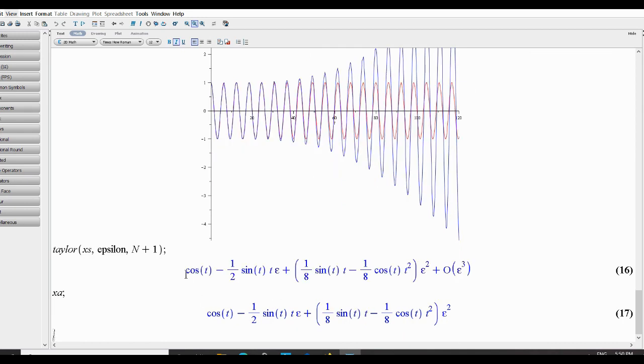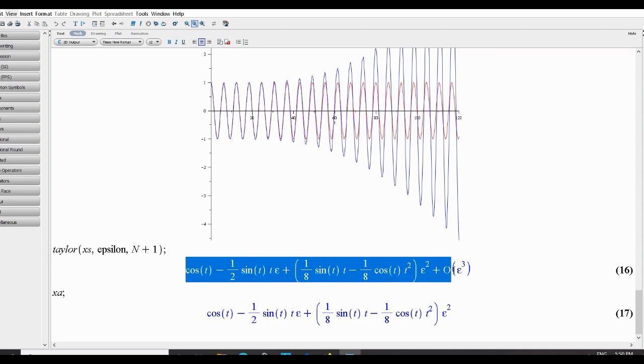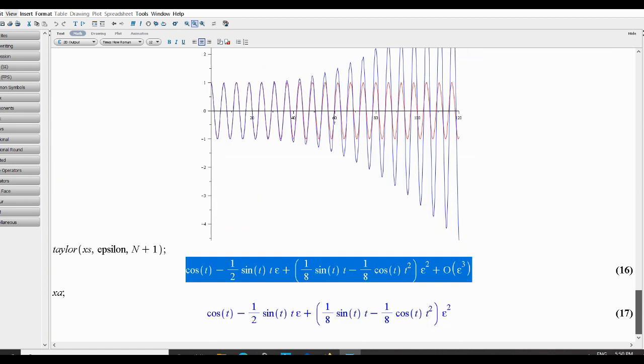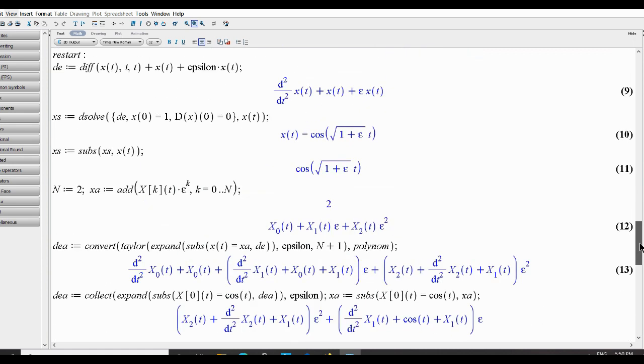Okay, and then let us look at XA, and I hope you will agree that these are the same. You see, cosine of t minus half sine t times t, and the same here, and then plus 1/8. This is just the same as that. This is just the same as that. So in fact, our series solution is correct in the sense that if we hold t constant and take epsilon going to 0, what we are obtaining is in fact the corresponding Taylor series for this problem. Okay, so when the time period of the oscillation changes, we have to have other methods. We can't just have this expansion.